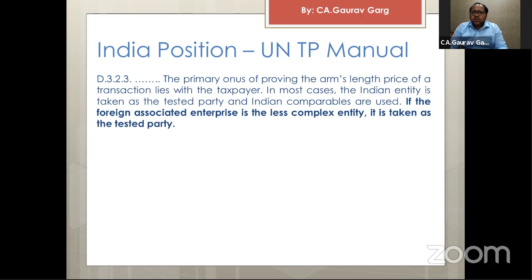The primary onus of providing the arm's length price of transaction lies with the taxpayer. In most cases, the Indian entity is taken as the tested party and Indian comparables are used. If the foreign AE, foreign associated enterprise, is the less complex entity, it is taken as the tested party. So not only the jurisprudence is coming in the favor of taking foreign AE as a tested party, but also it is clearly documented in the UNTP manual under India's position that yes, foreign AEs can be considered as the tested party.